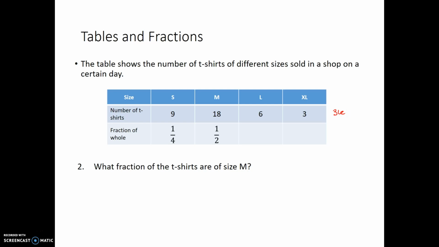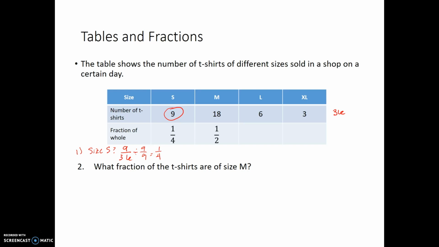Now on your notes, the number 1 says, what fraction of the t-shirts are of size small? So we want to know size small, and you've already got it printed for you there. But size small had 9 t-shirts sold. And so if we want to know the fraction of the whole that they sold, it's going to be 9 out of 36. And then when we reduce that by dividing by 9 over 9, we get 1/4. So 1/4 of the t-shirts sold were small.